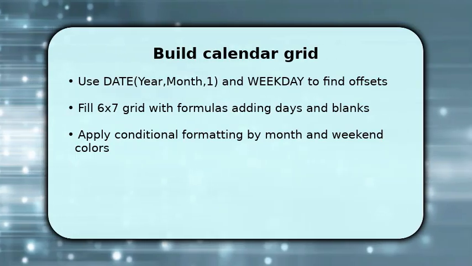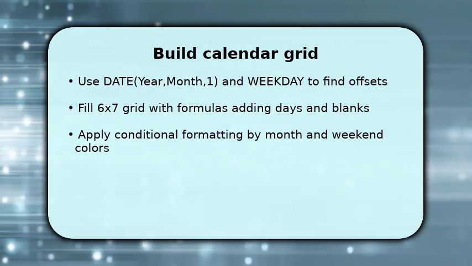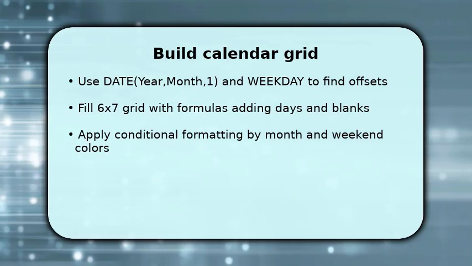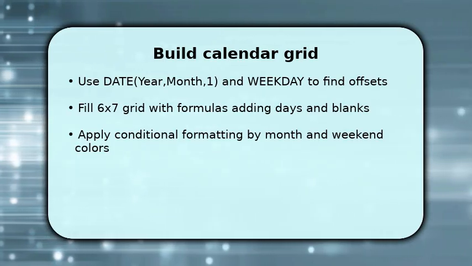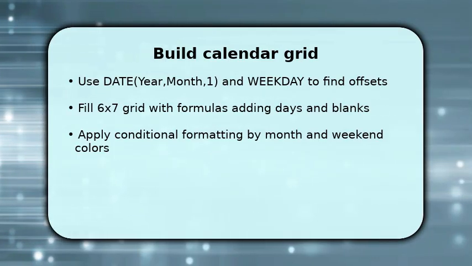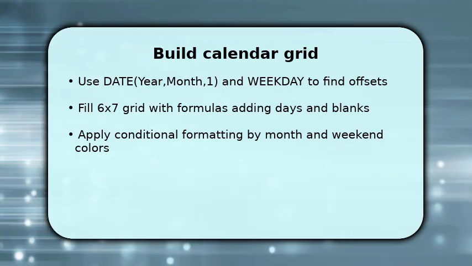Start a top left cell with date, year cell, month cell, 1 and shift it by weekday difference to place the first day correctly. Then fill the grid horizontally with +1 day formulas and wrap blanks when outside the month.